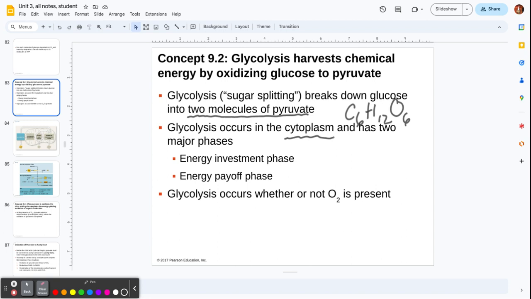All of this happens regardless of whether or not oxygen is present. And that is also very important. Happens whether or not oxygen is present. So this is the only stage of producing energy that our body does that does not require oxygen. And it's also the least efficient. So we can produce very little energy with glycolysis.